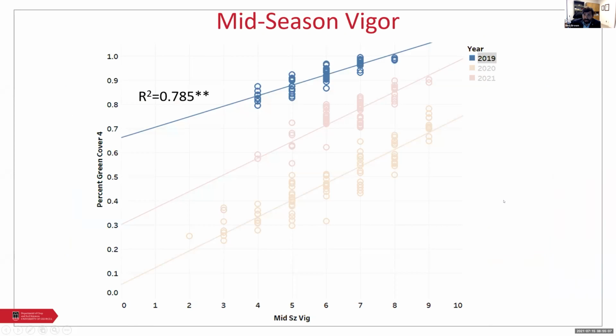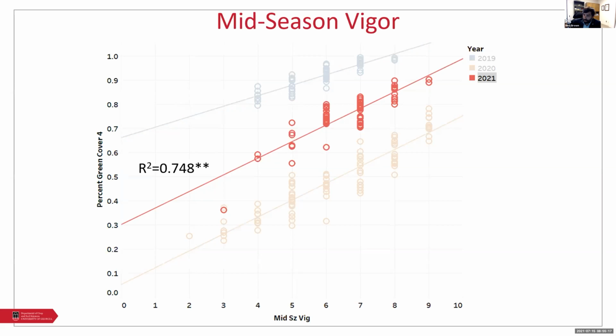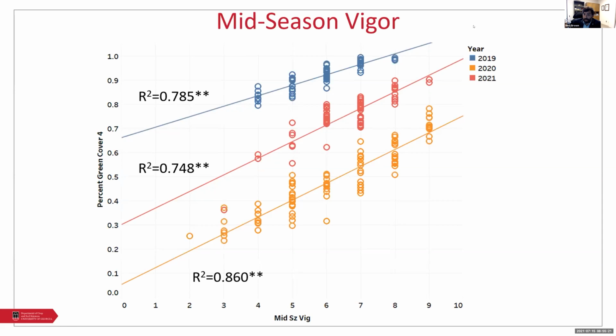So looking at mid-season vigor across 3 years of data, we get very high R-squared values. We got 0.785 in 2019, 0.86 in 2020, and then 0.75 in 2021. So very, very good correlations between mid-season visual vigor rating and percent green cover.